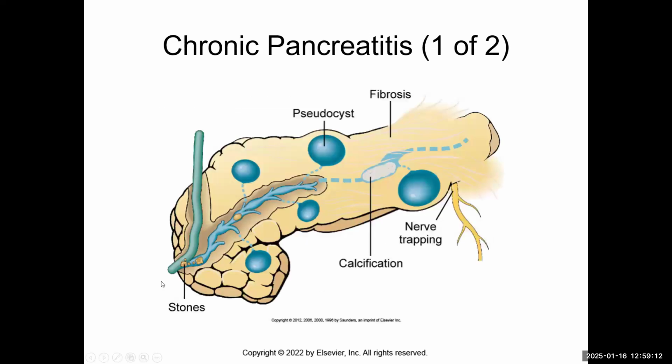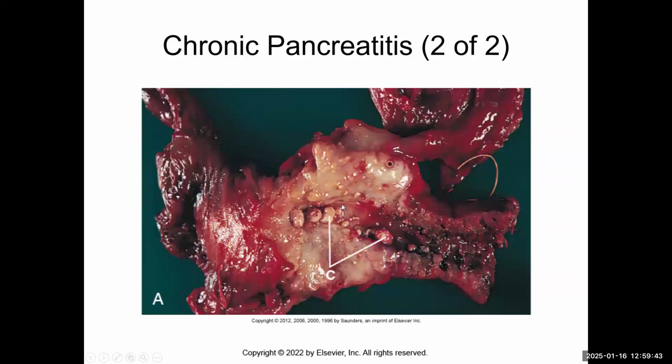So this just kind of shows you some of the stones, and also calcifications, pseudocysts. With the formation of these stones, you can have the pseudocysts, calcification. Then you can have fibrosis in the tail. Remember I said you're more likely to have pain if it's in the tail of the pancreas, and it's because the nerves get trapped in that fibrotic material. So now you have some nerves involved, and that actually makes the pain worse when it's here in the tail of the pancreas.